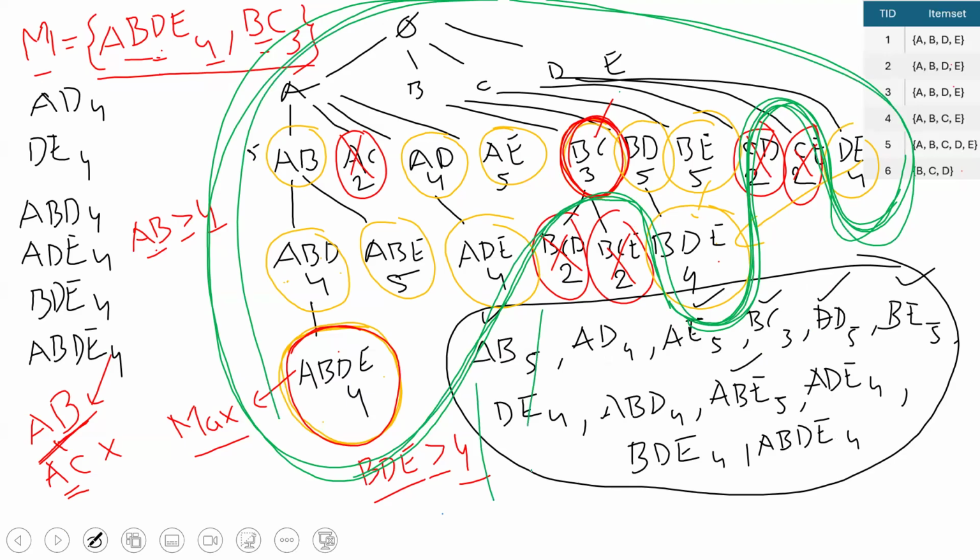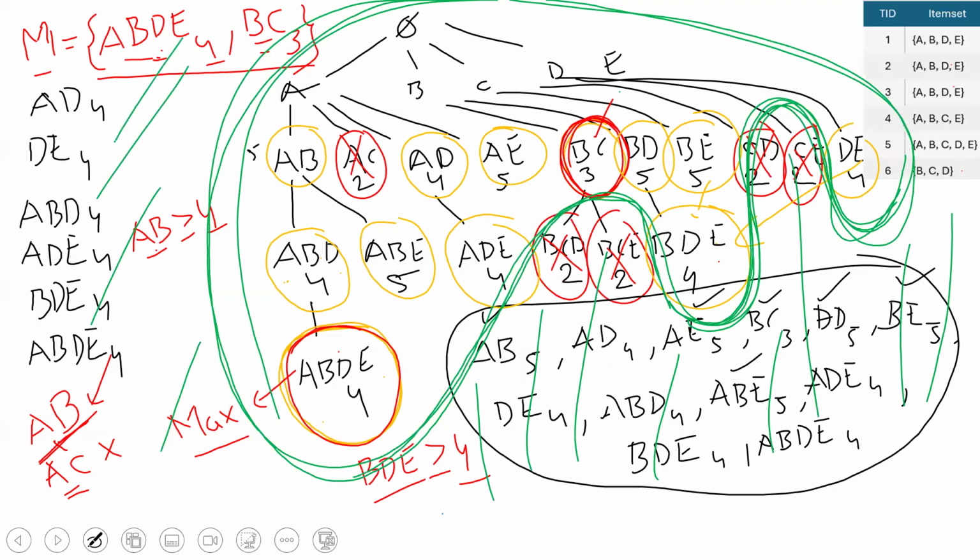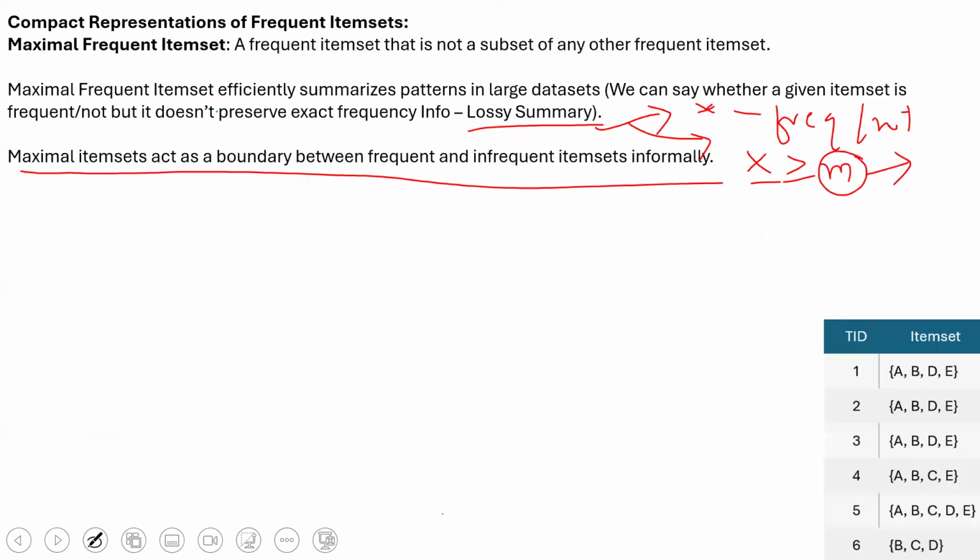Okay, so everything below this will become infrequent, and inside this will become frequent. These are frequent and these are infrequent. So that is what boundary actually means. That is how maximal item sets act as a boundary between the elements. This is all about maximal frequent item sets.